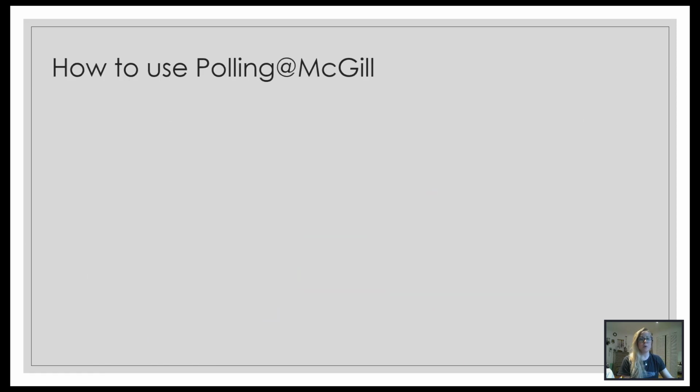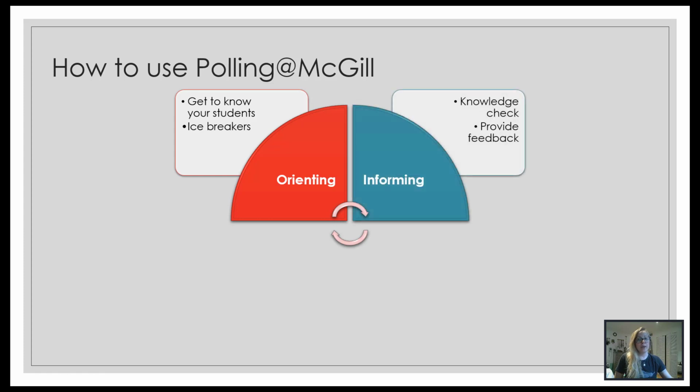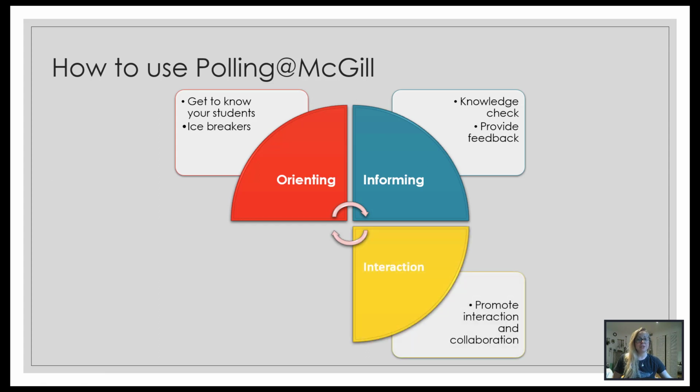So how can we use these questions and use polling to improve our teaching and students' learning? So you can first use polling to orient your students, to get to know them, perhaps to have them get to know each other, and get a sense of their prior knowledge on a subject. The most common way instructors use polling is to inform. So you can use polling to inform your students or inform yourself of their learning by giving knowledge checks throughout the lecture. You can also use it as a part of an active learning strategy to increase interaction and collaboration.